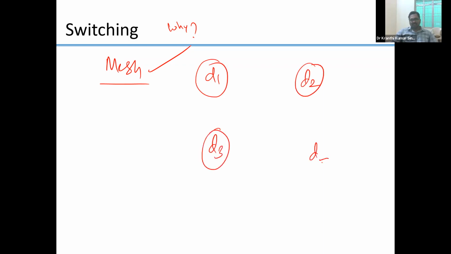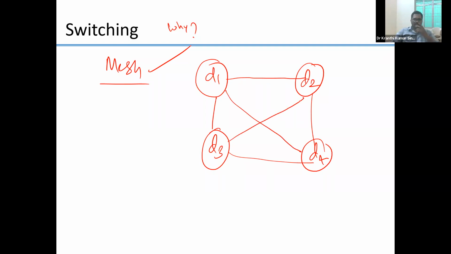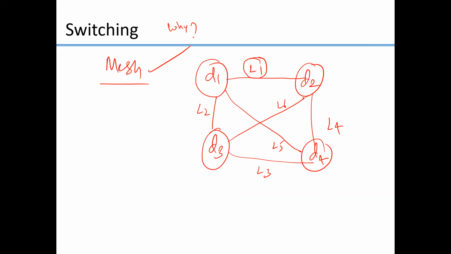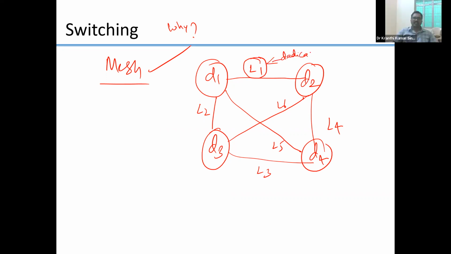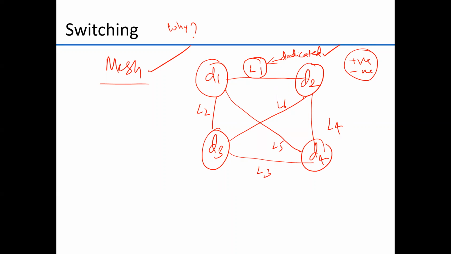I will take a concept related to mesh topology, because every device has a dedicated, direct connection with the other devices. In this context, this is link 1, link 2, link 3, link 4, link 5, and link 6. Can link 1 be allocated to anybody except D1 and D2? No, sir, because it is dedicated. Whether it is a positive point or negative point, an advantage or disadvantage, consider the two possibilities.